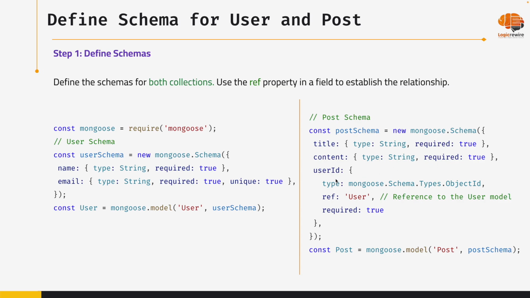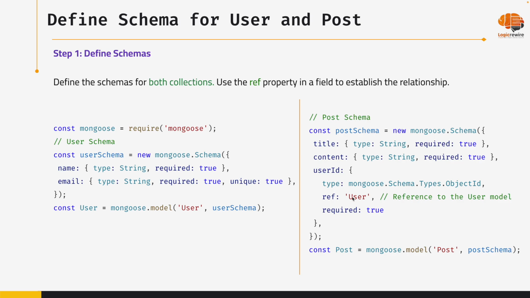But for user ID, you have to provide the ID of this user. So the type will be mongoose.Schema.Types.ObjectId. Normally type will be string, right? But for this user ID, type will be ObjectId because this object ID belongs to this user.